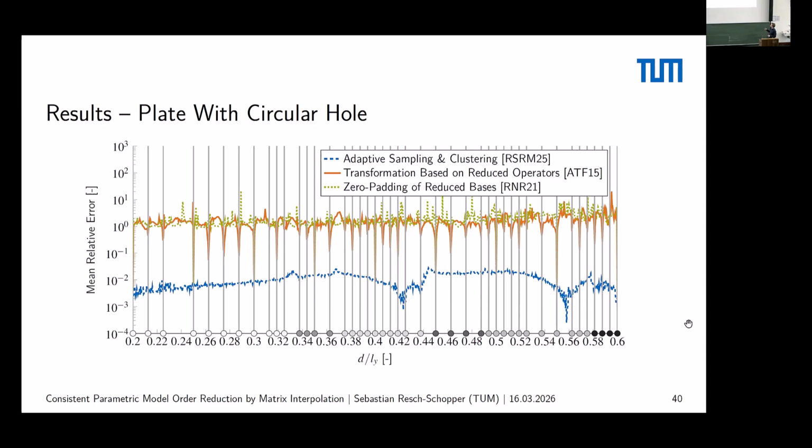So as you see here, from 20 to 60% of the height, we change the diameter. And in the blue line, you see the accuracy of our pROM based on this adaptive sampling and clustering. It divided all our sample points into 6 clusters here, so we can always piecewise interpolate the dependencies. And again, we have errors of below 1% in the whole region, in the whole parameter space.